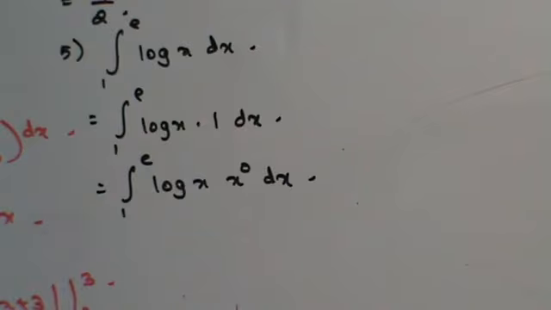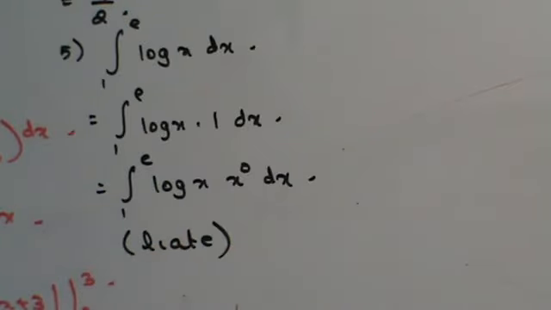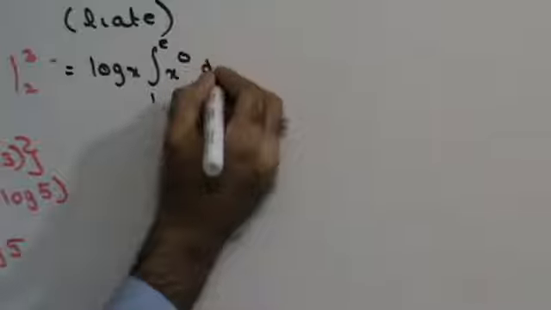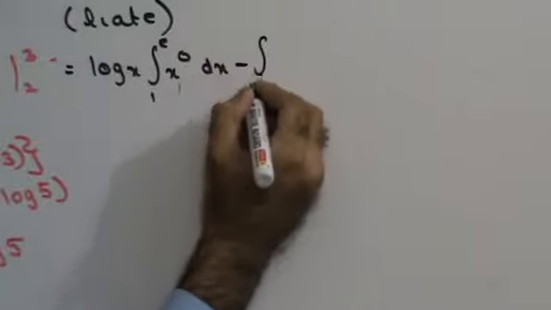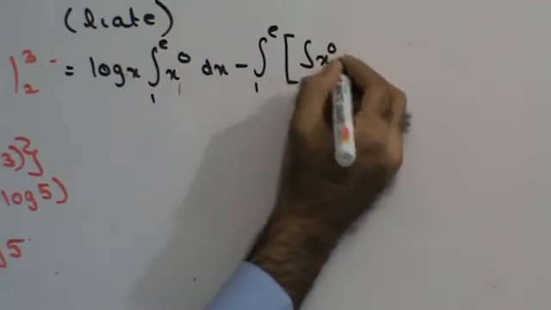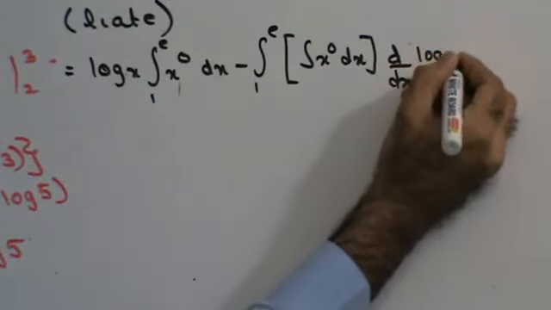Here I can use parts, that is I'll have to use ILATE, log is first and algebraic is later. We will be using the formula integral of uv is u integral of v minus integral of v derivative of u dx.